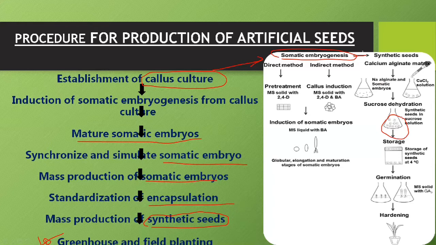Here in this diagram, we can see first somatic embryogenesis, and after that synthetic seeds are produced. With the help of calcium alginate matrix, these somatic embryos are encapsulated and stored at 4 degrees Celsius. Then germination of these somatic embryos is seen in the last figure, and finally after hardening, the somatic embryos are converted into plantlets and field trials are done.